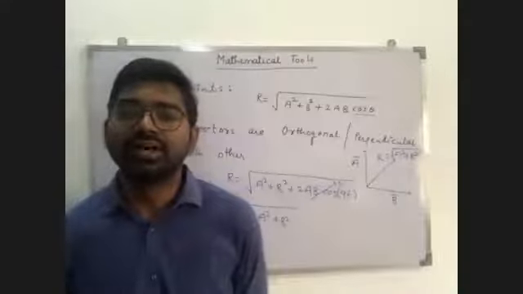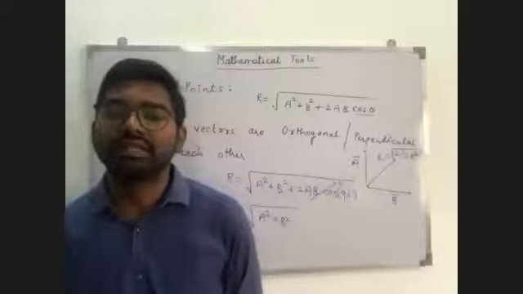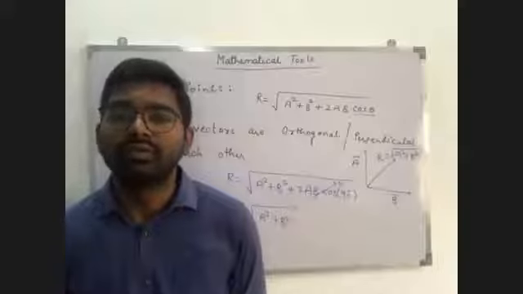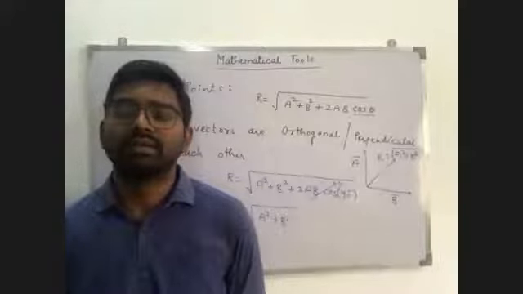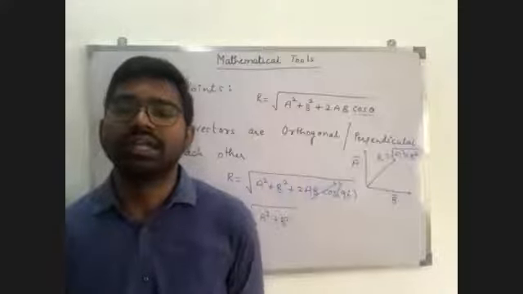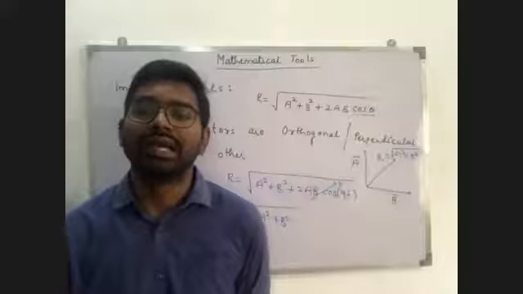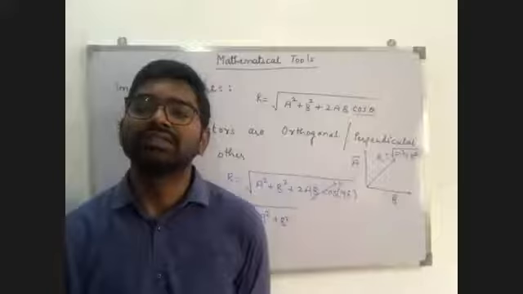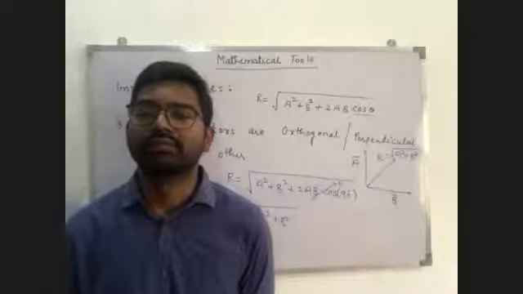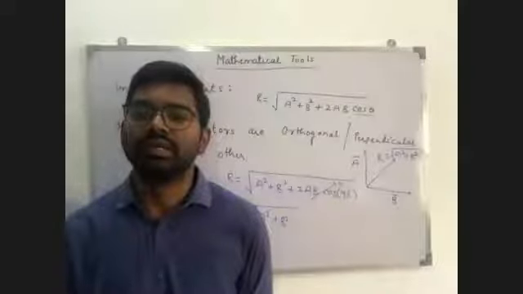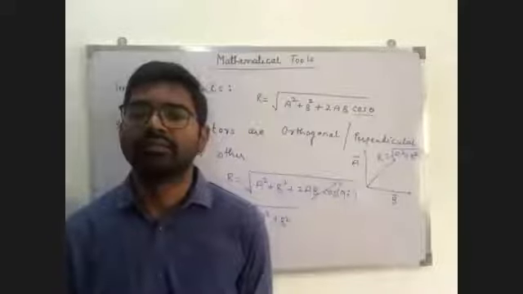The resultant of two vectors A and B can have value between A minus B to A plus B. Everyone note it down?